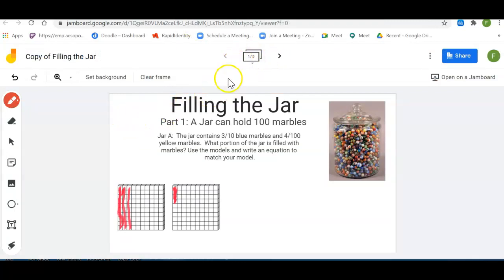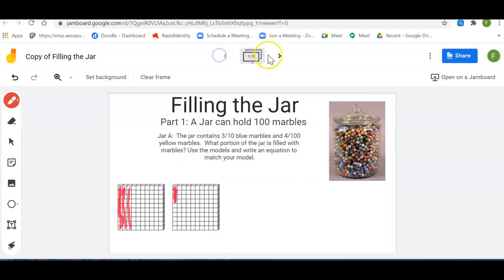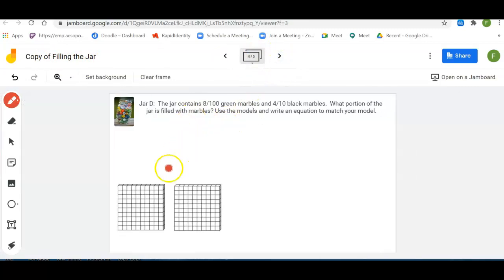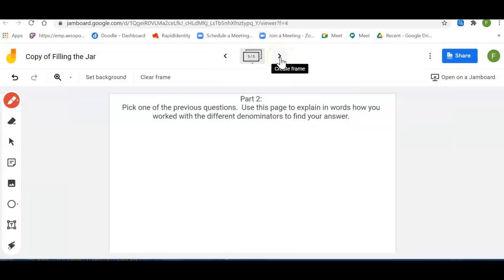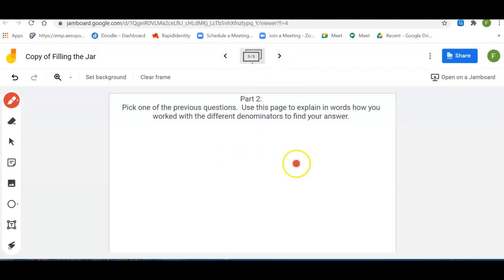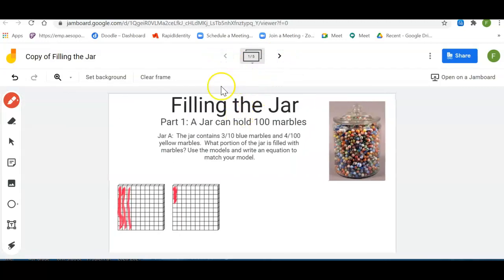So this is slide number 5. Number 1 on the Jamboard is called Fill in the Jar. And you got the first slide right here, then you got a second slide to complete, a third one, and the fourth one, and you got a fifth one to complete right here. Now, let's go back to the first one, and we'll look at this one together.